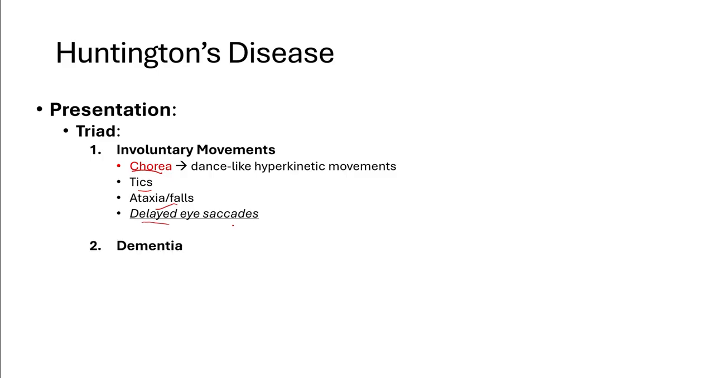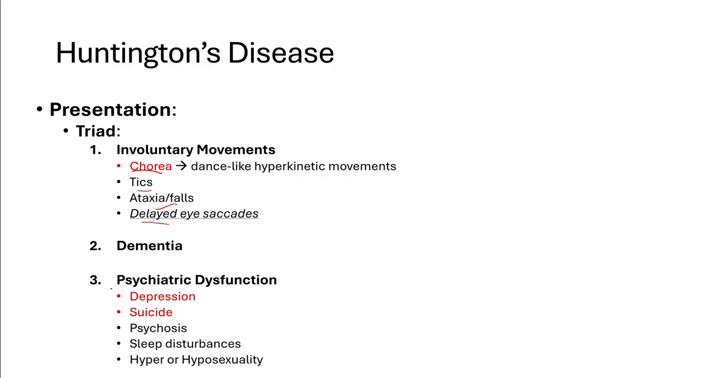Typically, again, with anticipation, it varies, but in individuals around the age of 40 years. And then, of course, psychiatric dysfunction is also highly associated. Typically, we have depression. These individuals are at very, very high risk for suicide. One of the most common causes of death in Huntington's disease is, sadly, suicide. And this can also cause psychosis, sleep disturbances, hyper or hyposexuality.